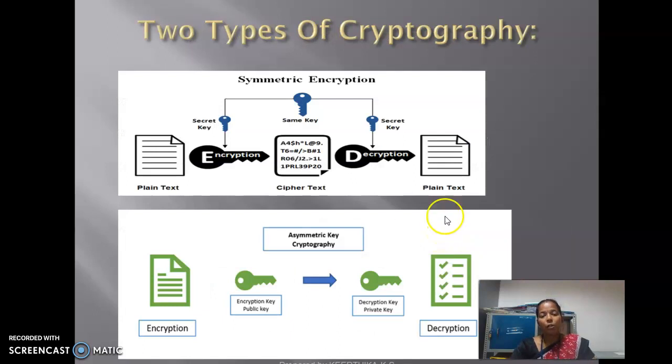Cryptography is of two types. One is symmetric key cryptography and the other is asymmetric key cryptography. In symmetric key cryptography, in encryption and decryption, we are using the same key. The key is a secret key which is known only to the sender and the receiver. So here the plaintext, that original message, is sent to a receiver.